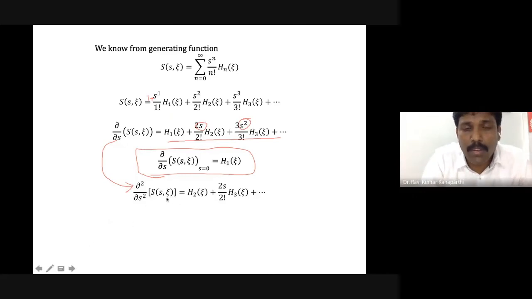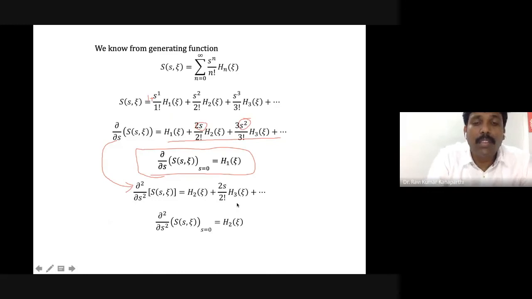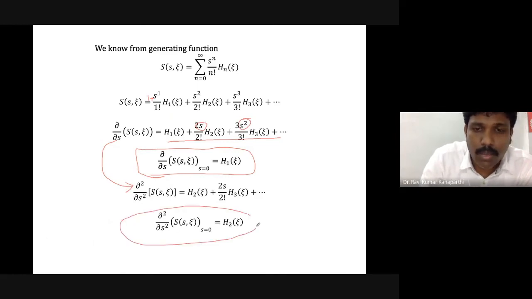So when you evaluate the second derivative, this becomes h2 of z plus 2s by 2 factorial h3 of z, and then higher order terms will be there where you will actually have the s term. The same logic you can apply here: you can substitute s equal to 0 in the second derivative of the generating function. In this case, this becomes h2 of z. So keep this in mind.